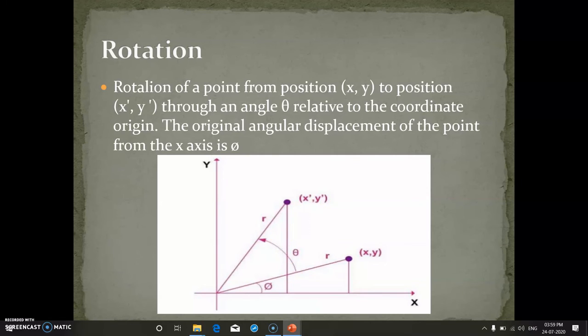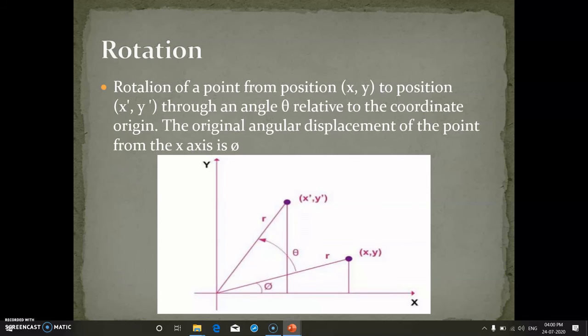So here theta is the angle of rotation. It takes positive values for counterclockwise rotation and it takes negative values for clockwise rotation. Now phi is the original angular position of the point P from the horizontal. r is the constant distance of the point P and P dash from the origin.